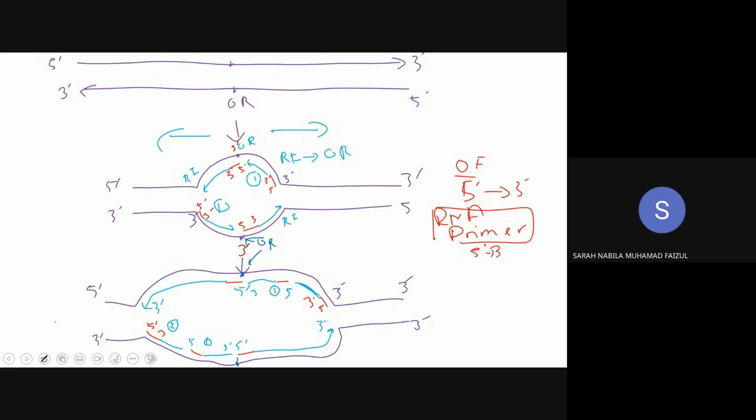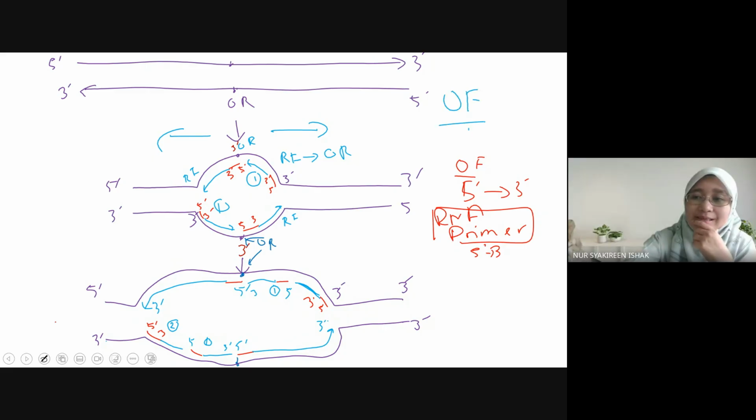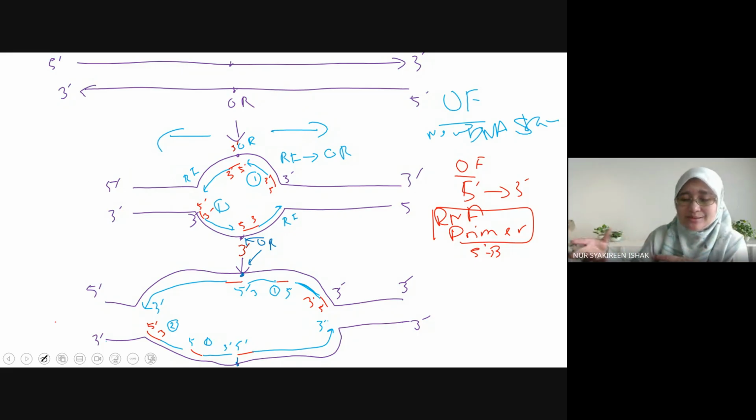Madam, saya nak tanya, apa hubungan Okazaki fragment tu dengan RNA primer? Saya macam confused sikit. Okazaki fragment adalah DNA strand kan? New DNA strand that is synthesized according to the template, using the template to synthesize DNA strand.